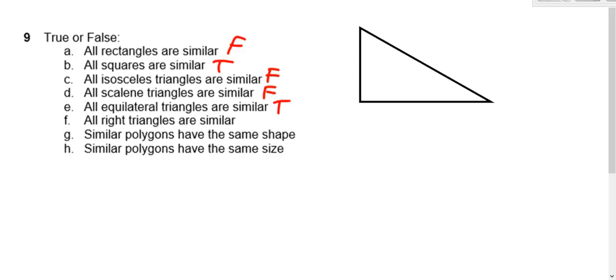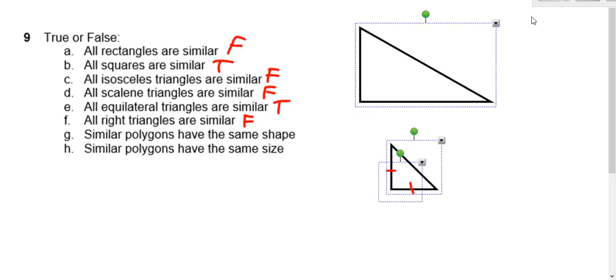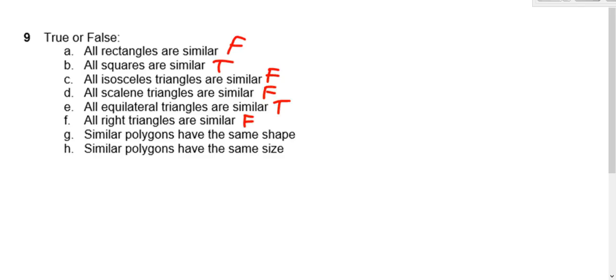Right triangles do not need to be similar, because you can have some that have the sides that are the same length or close to the same length, and then you can have some that don't have any sides the same length. So that's false. They're not all similar. And then similar polygons have the same shape. Similar polygons have the same size. Same shape is true. They're just larger or smaller. It's just dilations. Same size, that is false, because like I just said, they're larger or smaller.